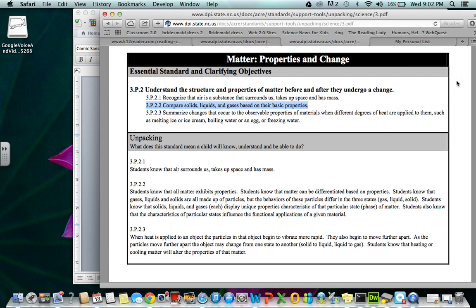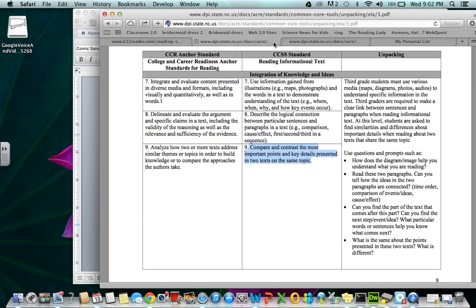So let's go back to the ELA site, and I'm going to look at these essential questions and see if there's anything that I can use. So this one, how does the diagram image help you? Well, there's no diagram image, so we're not going to use that one. Read these two paragraphs. Can you tell how the ideas in the two paragraphs are connected?